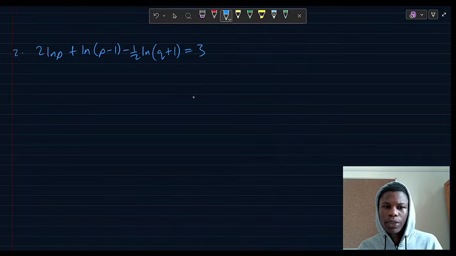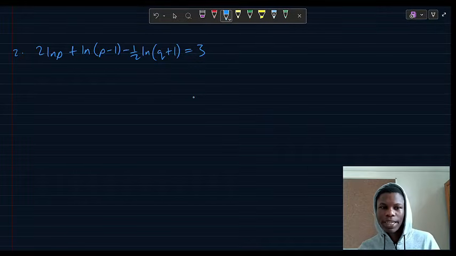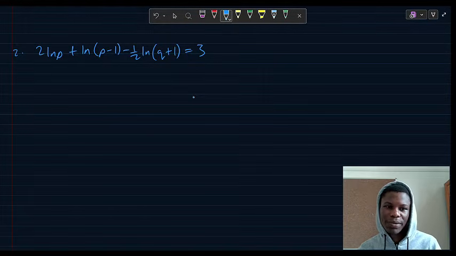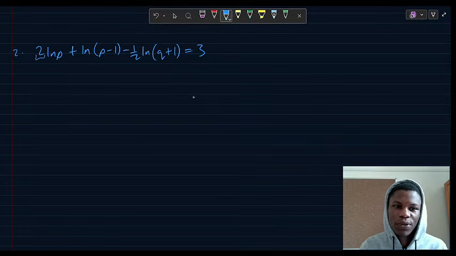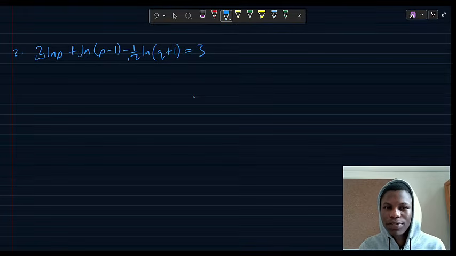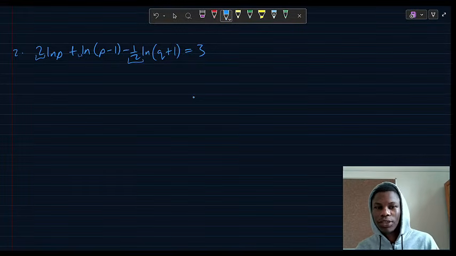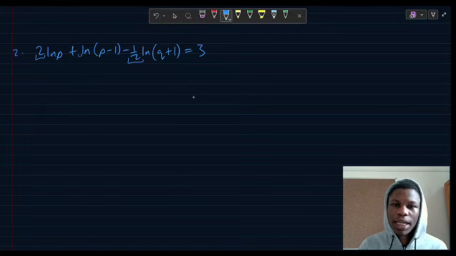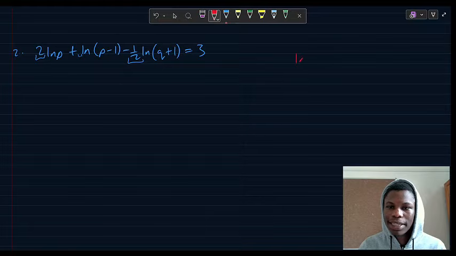The first step when you want to solve a logarithmic equation is you want to combine all the logarithms into one, right? But for us to be able to combine all the logarithms into one, they must all have the same coefficient. So this has a coefficient of 2, this has a coefficient of 1, this has a coefficient of half. We need to change it so that all of them have a coefficient of 1. And we can do that using the law of logarithms that says ln a to the n is equal to n ln a, except we want to use it in that direction because we want to take the coefficient and write it as a power.